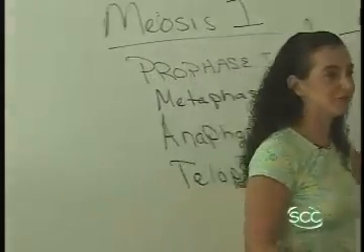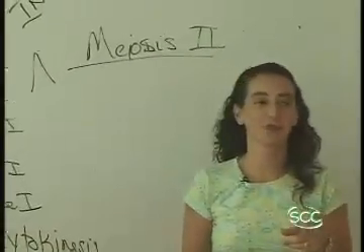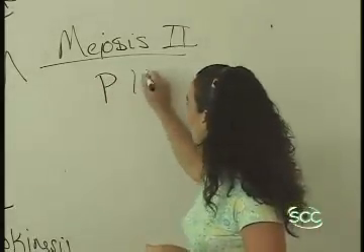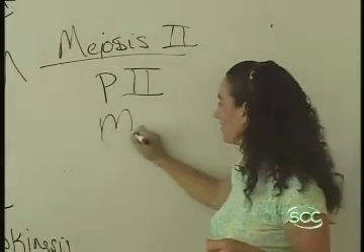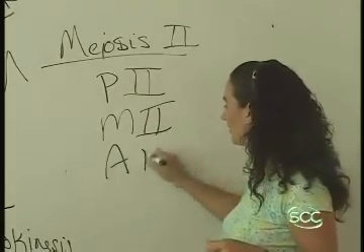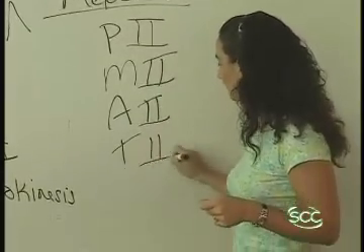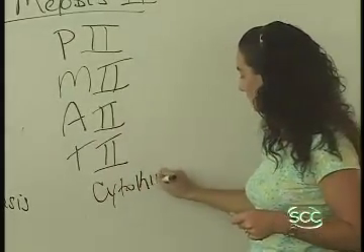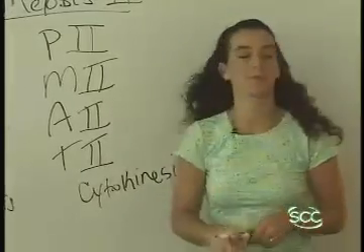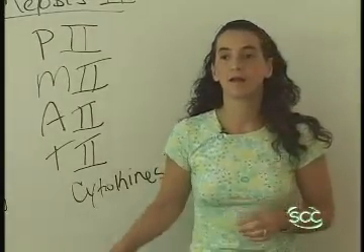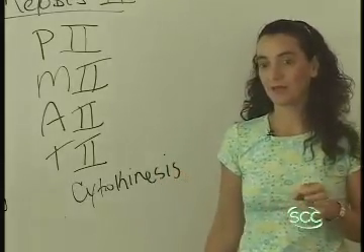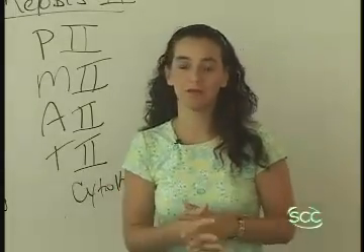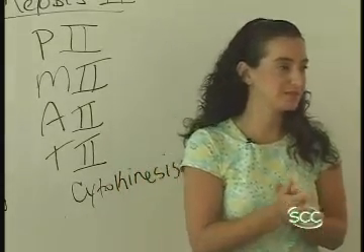And now meiosis 2. I bet you're a smart enough group to figure out the steps of meiosis 2. What do you think? Prophase 2, metaphase 2, anaphase 2, and telophase 2. And then once again, cytokinesis. It does not go back into interphase. It goes into interkinesis instead, which is just this in-between phase.